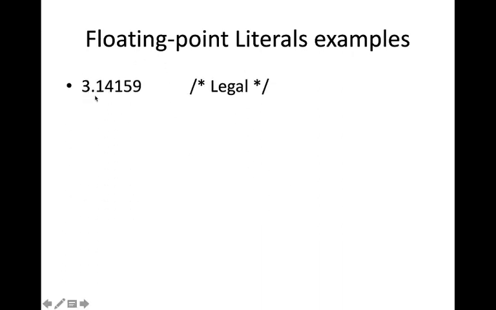This is a legal floating point literal, 3.14159. I don't know whether it is the pi value, but anyway, it is a floating point literal. Then this is also legal: 314159e-5. This means 314159 into 10 raised to minus 5, which is equivalent to 3.14159. So these two are legal. We won't be using all these notations. You can simply define it like this.